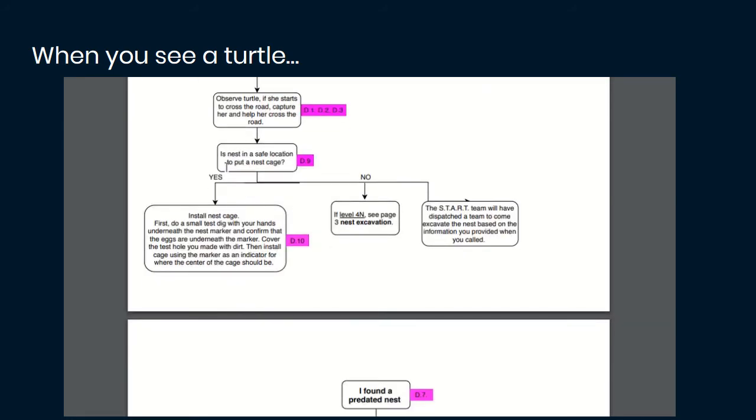Now you're going to decide whether or not that nest is in a safe location to put a nest cage on. So this is another decision that has a special description that you can refer to in the document to help you make that decision. We're going to talk about that later in the slideshow, so I won't get into detail. And then if it is safe to install the nest cage, you're going to do it. Here are some instructions for how to do that. And then if not, you are going to call Start unless you are specially trained, in which case you can excavate or dig up the nest yourself.